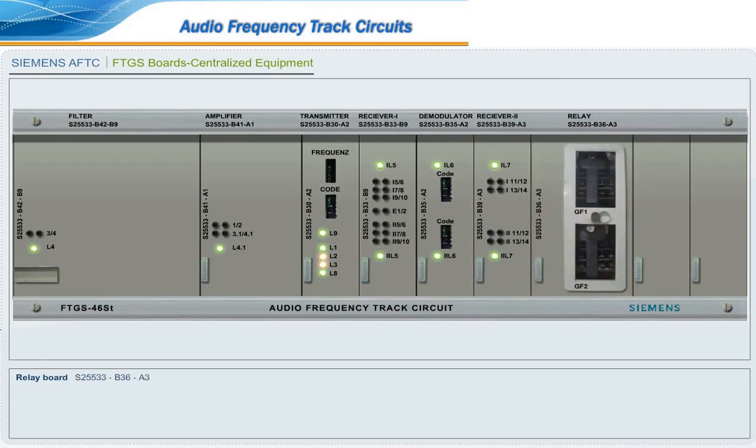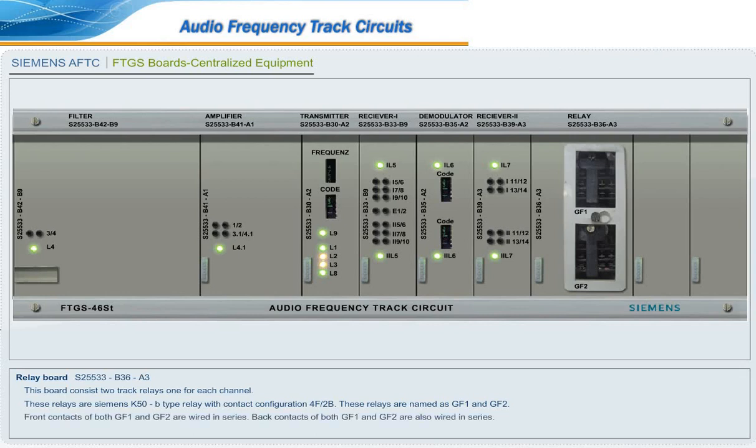Relay board. S25533 B36A3. This board consists of two track relays, one for each channel. These relays are Siemens K50B type relay with contact configuration 4F/2B. These relays are named as GF1 and GF2.